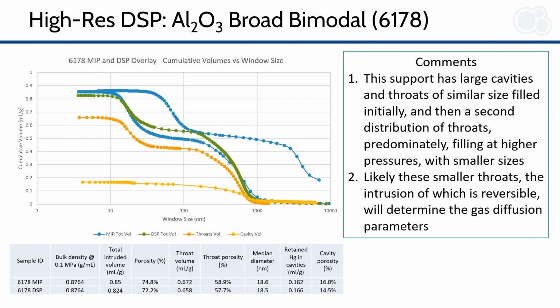There is very little mercury retained at the higher pressure corresponding to smaller pore windows, whereas there is quite a bit of retained mercury for the larger pores. Since it is likely that the smaller pores contribute most to the diffusion rates and permeability, the values calculated using classical MIP analysis and DSP analysis will be somewhat similar for this bimodal material.